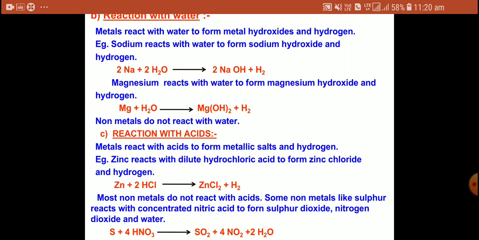So today we studied the reaction of metal with water and non-metal with water, and the reaction of metal with acid and non-metal with acid. Clear? If you have any doubt, you can ask, children. Thank you.